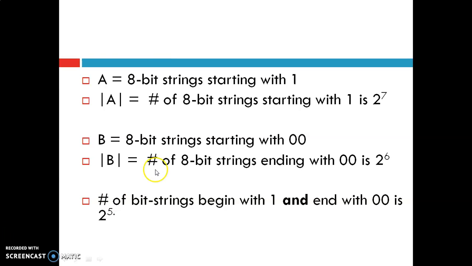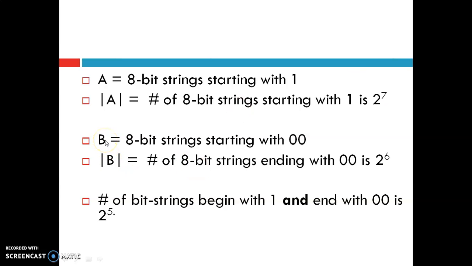So A is a system of 8-bit strings starting with 1. How many 8-bit strings starting with 1 are possible? The cardinality of system A is 2 raised to 7, because 1 is constant. The first element of the 8-bit string is always constant, that is 1. So we have 7 elements which we can arrange in different ways, that is 2 raised to 7 ways.